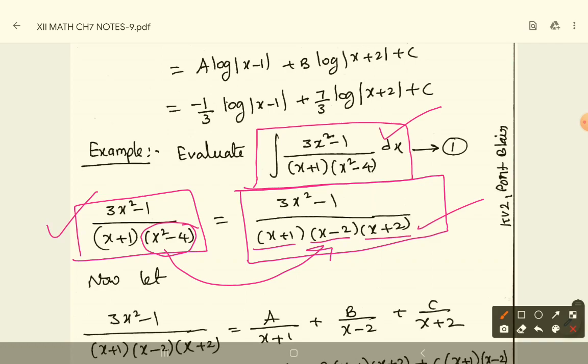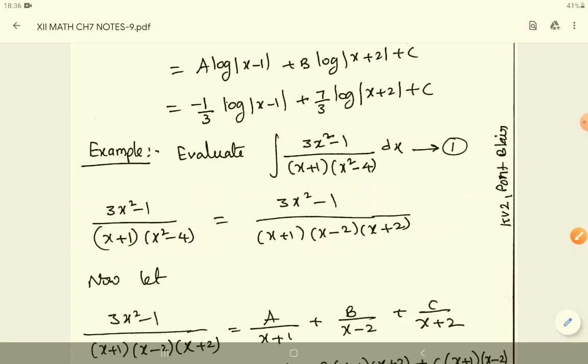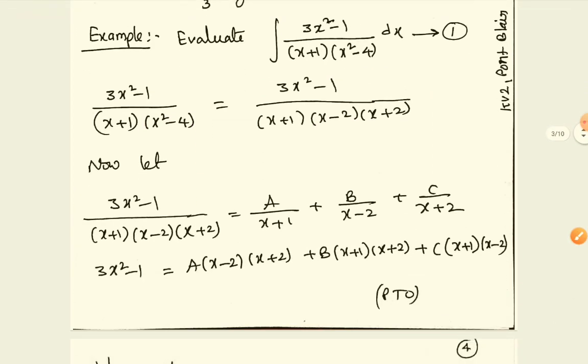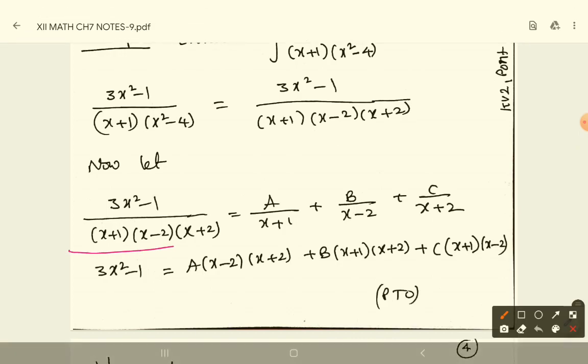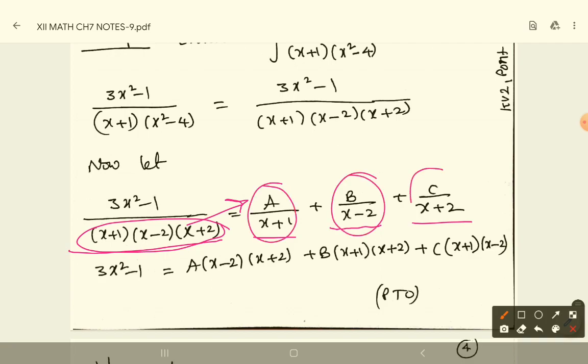Now three linear factors are there in this integrand, so we can use the partial fractions decomposition to write this as A/(x + 1) + B/(x − 2) + C/(x + 2). By sending the denominator to the right side and multiplying to each and every fraction, you get 3x² − 1 is equal to this.